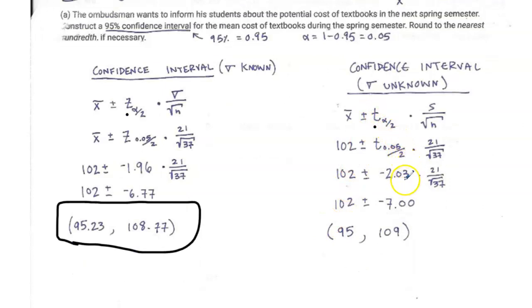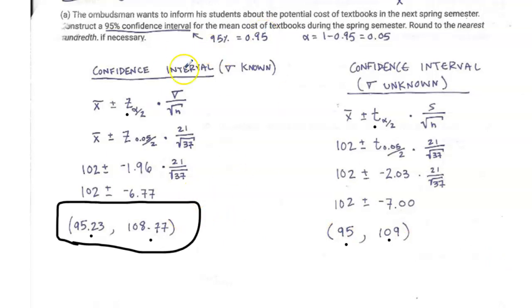Regardless of that difference, you can see that there isn't that much of a difference. This is 95 to 109. This is 95.23 to 108.77. So not a huge difference. We're losing, what, 23 cents on either side. It is a statistical difference.